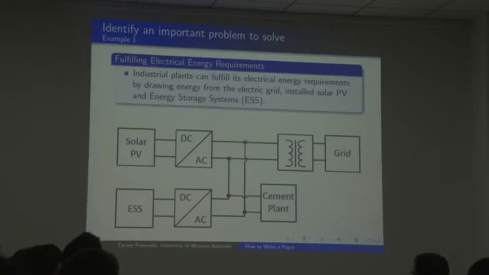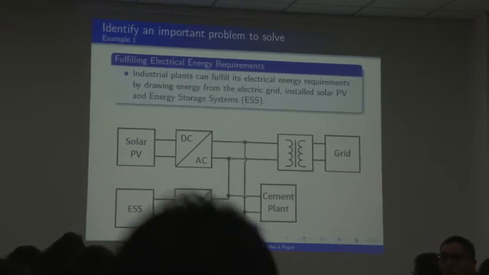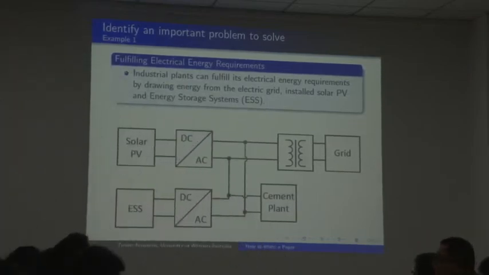So here shows a connection, how a customer, which is a cement plant, right? That's a customer, and how the customer is connected to the grid. We can see the customer is connected to the grid. The customer also may have some renewable energy source locally, so solar can produce some of the power required for the customer, and the customer can also have some energy source locally.